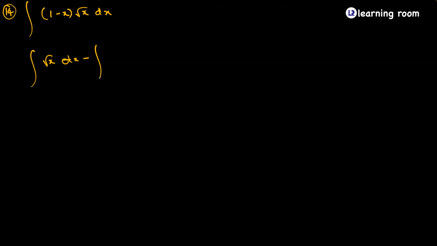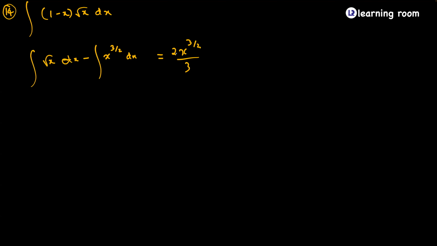How much is that? Can you directly tell me? It is x power 3 by 2, because you will have x and this is x power half. X into x power half is x power 3 by 2 times dx. So this will be equal to, what is the integral of root x? That is x power half. So what is the integral of x power half? X power half plus 1, which is 3 by 2, divided by 3 by 2. So 3 will be here, 2 will be here.